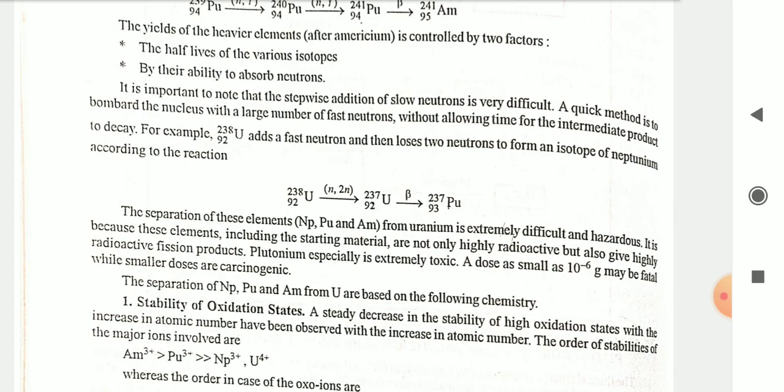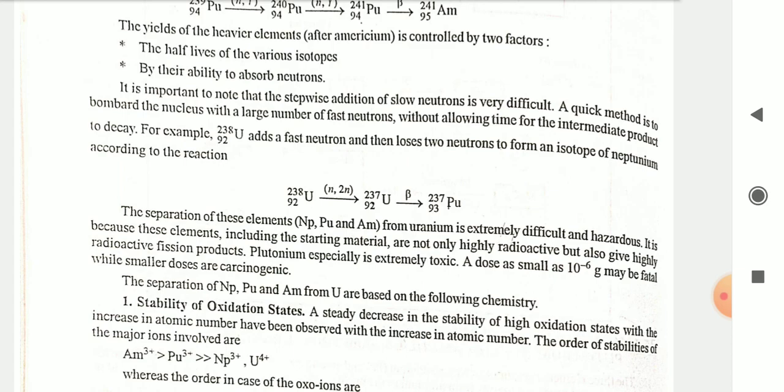The separation of these elements from uranium is extremely difficult and hazardous. It is because these elements, including the starting material, are not only highly radioactive but also give highly radioactive fission products. Plutonium especially is extremely toxic. A dose as small as 10^-6 gram may be fatal, while smaller doses are carcinogenic.